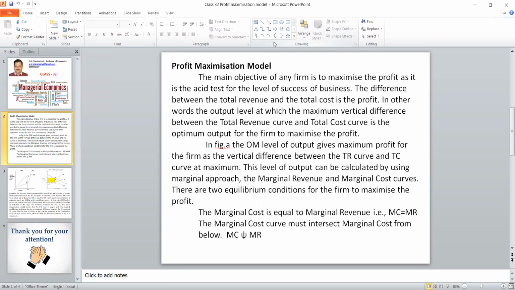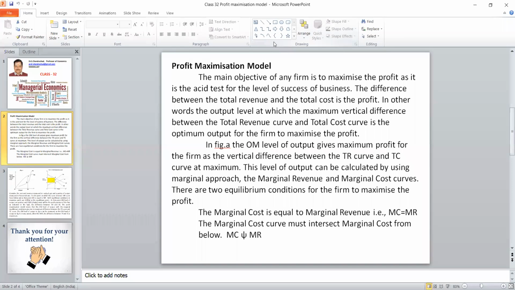When the distance between these two is maximum, for that we are using the marginal cost approach: MC equal to MR, and MC intersects MR from below. Now we are going to prove that at that point, there will be a maximum distance between the TR and TC curves. That's what the model says. I will repeat again: this profit maximization model is nothing but monopolistic competition. This model tries to prove that the marginal approach is the right and scientific one. There are two equilibrium conditions: MC equal to MR, and MC intersects MR from below.